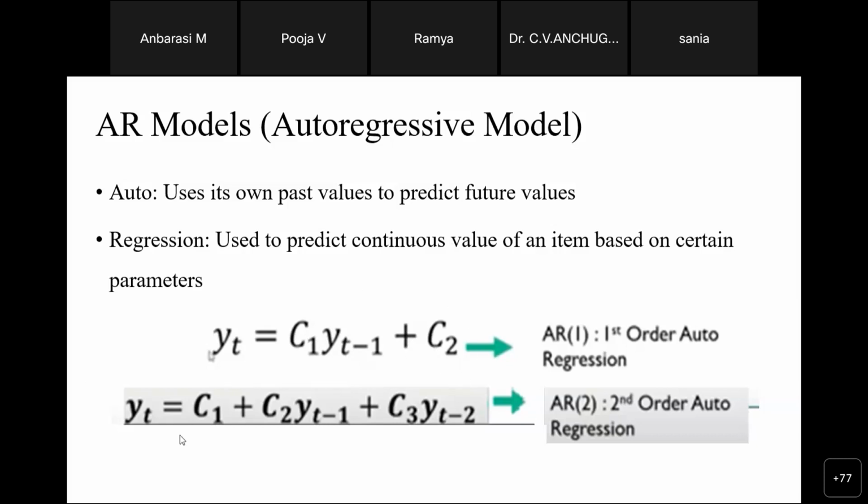Suppose it is the second order, where you also want to consider the previous-to-previous time period. Then the equation can be rewritten in this form: a constant value, plus a constant multiplied with the previous time period, plus another constant multiplied with the previous-to-previous time period. In this way, we calculate the second order autoregression.